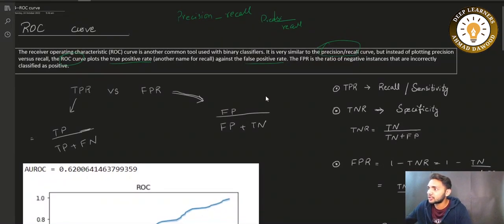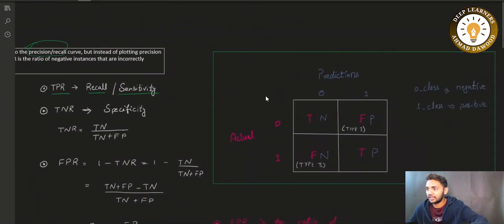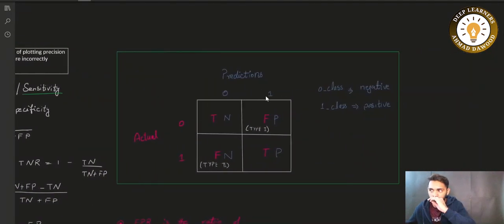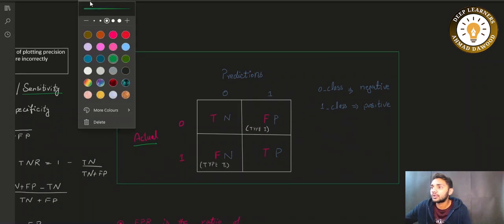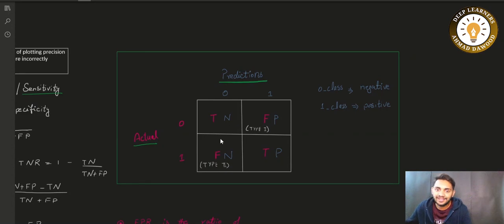True positive rate is the same as recall, and sometimes we also call it sensitivity. It has the formula true positive divided by true positive plus false negative. You are already familiar with that. So what is false positive rate? I will show you from the confusion matrix, where on this side we usually have actuals, and column-wise we have predictions.